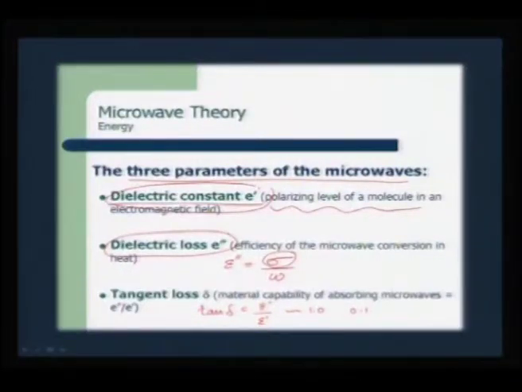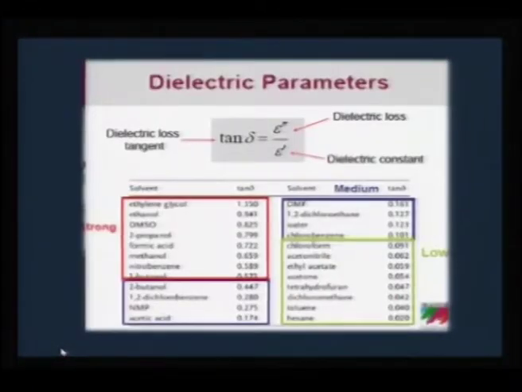In case of polar compounds, your conductivity is more compared to omega, therefore your tan delta will be very close to 1. So, the dielectric parameters are governed by this equation, as we saw. Tan delta is equal to E double prime by E prime. We call this the dielectric loss, and we call this the dielectric constant of the material, and this is the loss tangent.